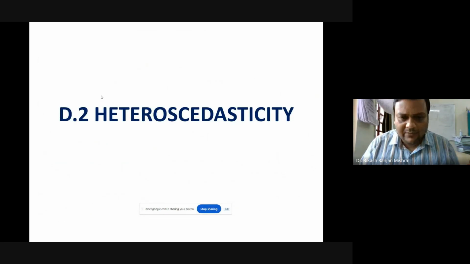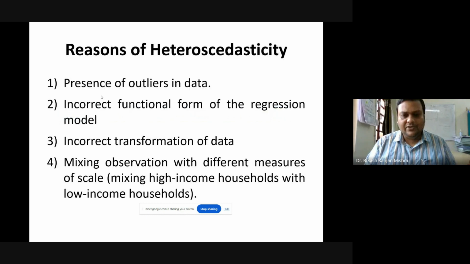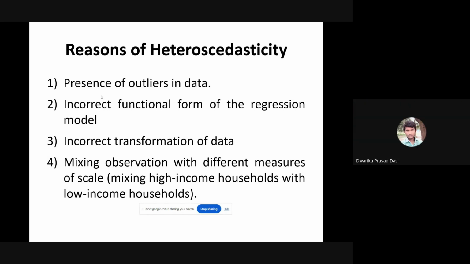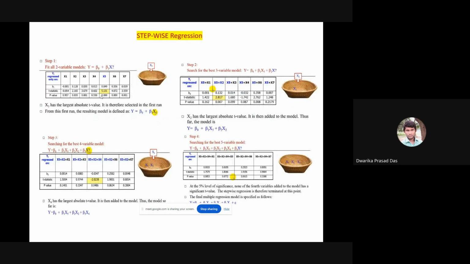Now there is a second problem, with respect to heteroscedasticity. If a heteroscedasticity problem arises, then there is a possibility of the presence of outliers. Excuse me, sir. Sorry for the interruption.